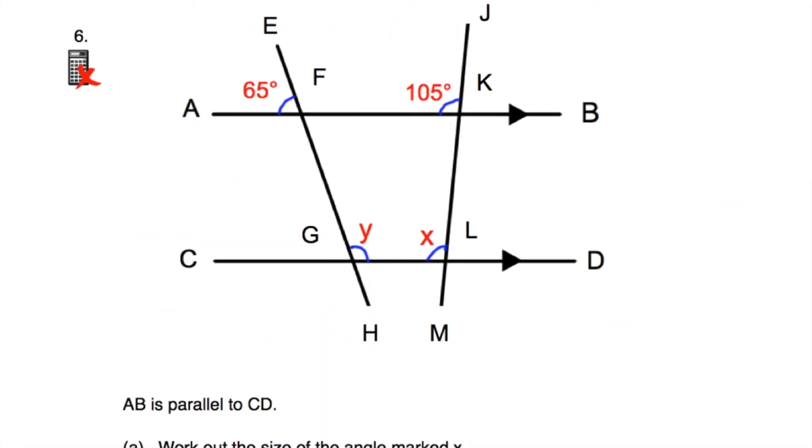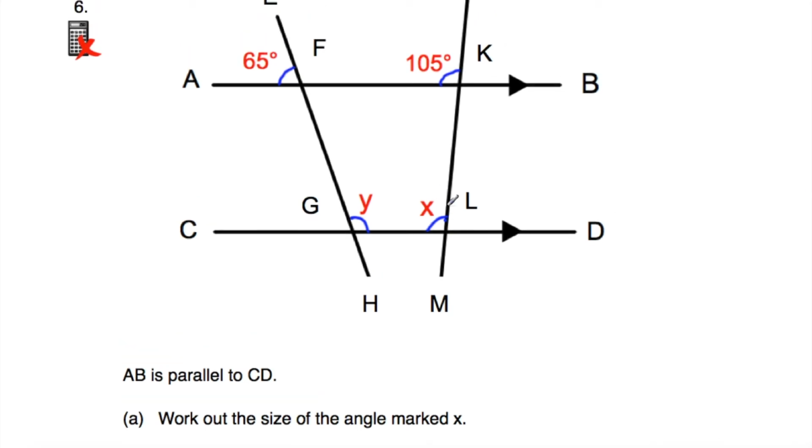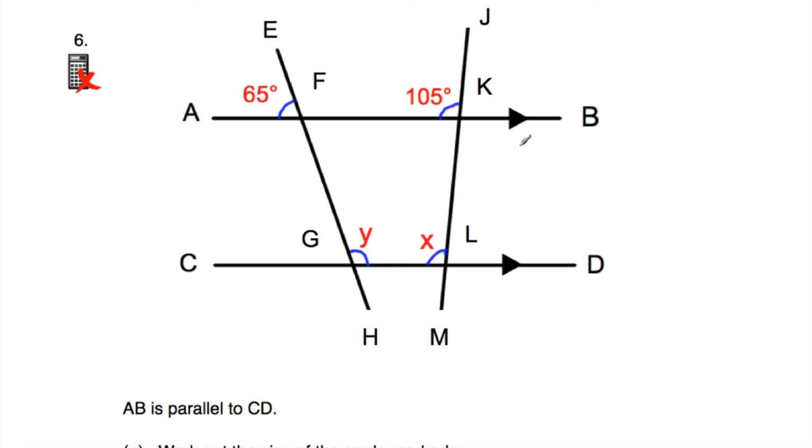Okay, so question number 6. We're told that the lines AB and CD are parallel, and we've been asked in part A to work out the size of the angle marked X. So we want to find the size of this angle marked X. If we have a look here, we've got these two parallel lines, and then we've got this straight line that crosses them, JM. I'm not going to look at this line EH yet. I'm just going to focus on this line here.